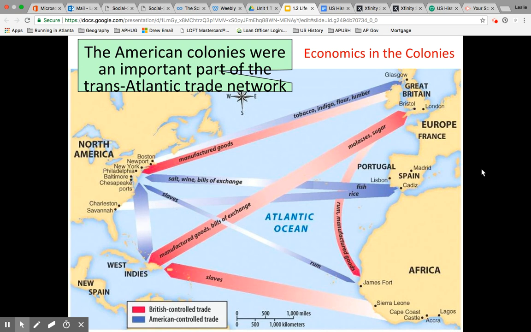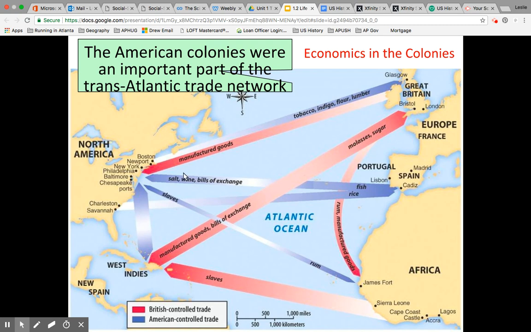So the American colonies were an important part of the transatlantic trade network. The colonies were founded for the purpose of enriching England, making England wealthy. England really has no other interest in the colonies other than to make as much money as it can off of the American colonies. And so the American colonies become a part of the transatlantic trade network. This is also known as the triangular trade.